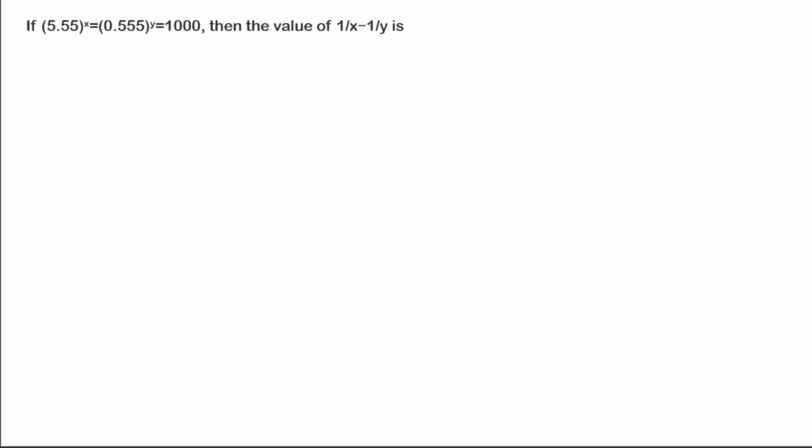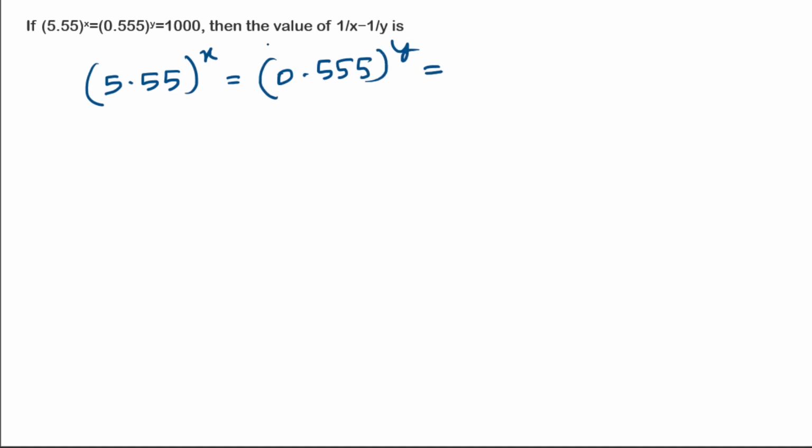In order to solve this, what you will do first is just write it. So what is given is 5.55 to the power x equals 0.555 to the power y equals, instead of 10,000, sorry, 1000, we'll write 10 to the power 3. Because everything is in terms of powers.